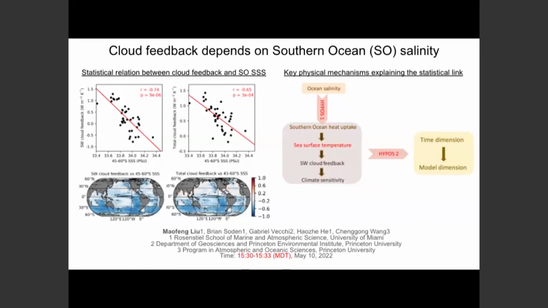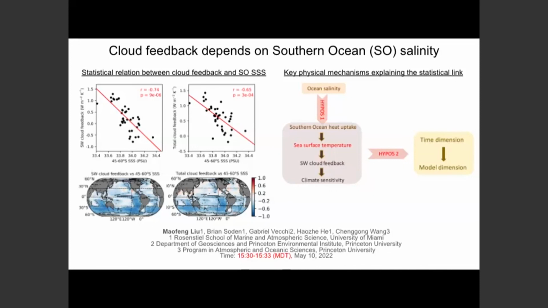If you look at the figure on the left, which is from a set of 40 CMIP6 coupled global climate models, here we are looking at the abrupt 4xCO2 simulation. You can see from the scatter plot a strong correlation between the global mean shortwave cloud feedback and the sea surface salinity roughly within the region from 45 to 60, which is in the Southern Ocean.